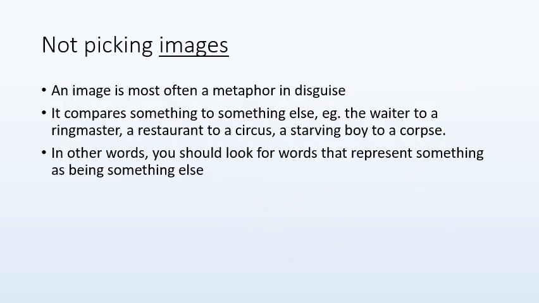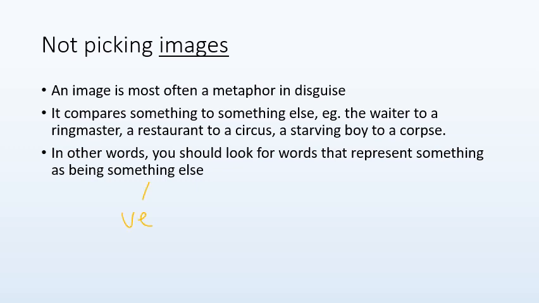Next is not picking images. So sometimes people just pick out one or two interesting words. Perhaps they are interesting, but it's not really an image and there's not really a lot that you can say about it. So remember that an image is often a metaphor in disguise. Often it compares something to something else. For example, the waiter to a ringmaster, the restaurant to a circus, a starving boy to a corpse, beach cliffs to a prison. It's a metaphor in disguise. In other words, you should be looking for words that represent something as being something else.